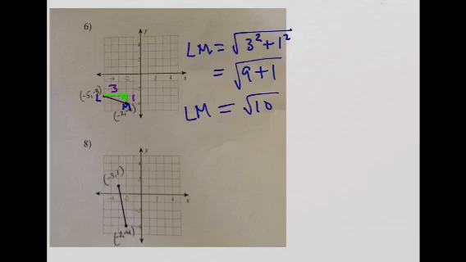Now, you know that addition is commutative, right? I could have written 1 squared plus 3 squared right here. It doesn't have to be in this order. I would still end up with the same answer.